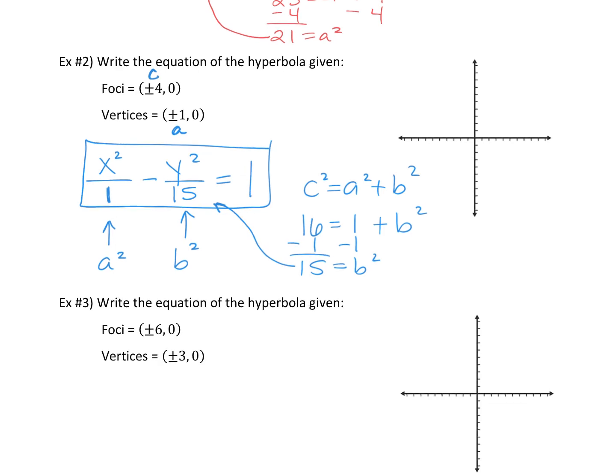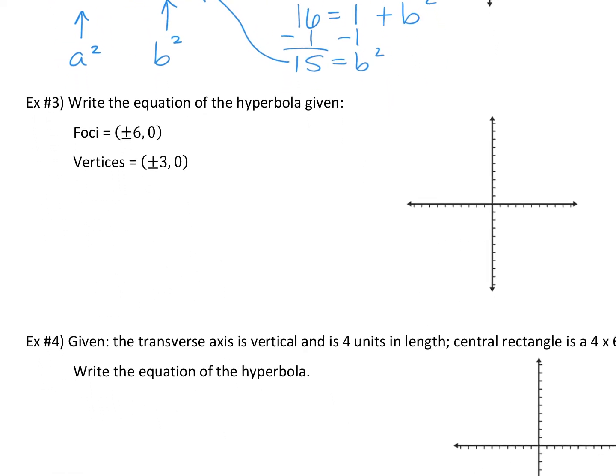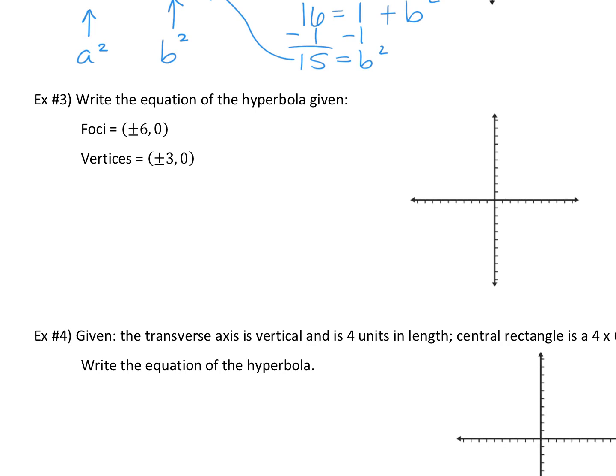All right. You try number 3. Figure out, is it going to be an X squared or a Y squared? How do you lay it out? What is your A squared value? What is your B squared value? Figure out that equation.